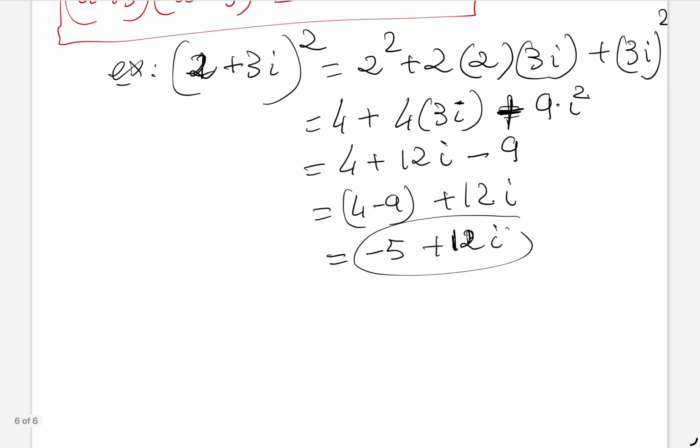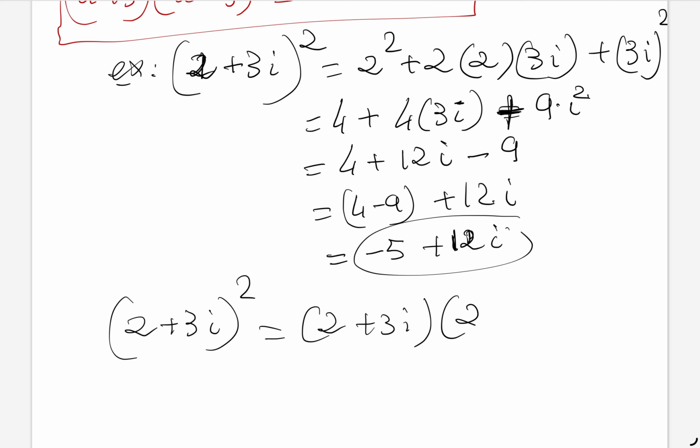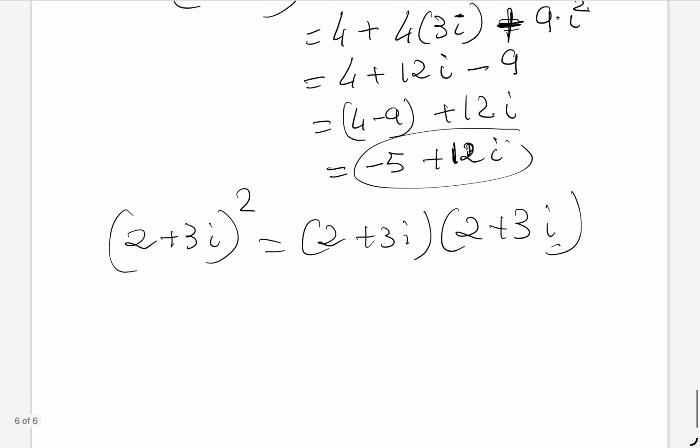You can also do it that way. If you feel confused about this one, you can also break it down: (2 + 3i) squared is equal to (2 + 3i) times (2 + 3i). Either way is good. And you can distribute them. Do the same thing I did last time. This one times this one, this one times this one, this one times this one, this one times this one. And you will see you have the exact result.